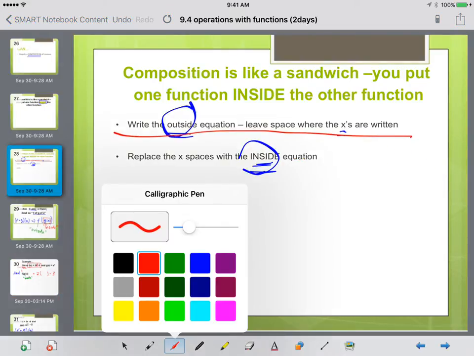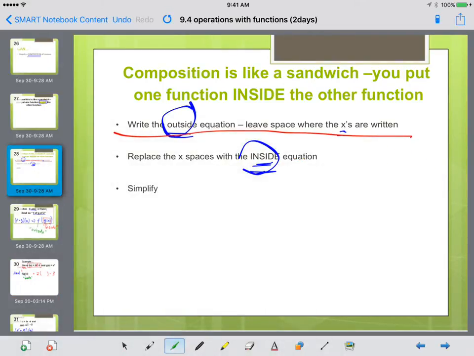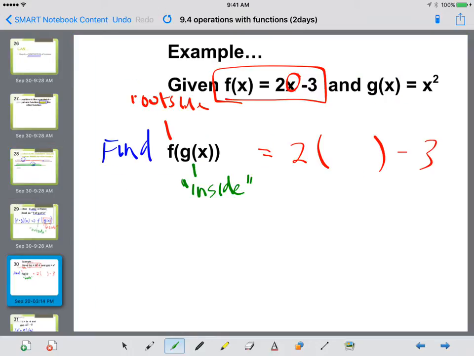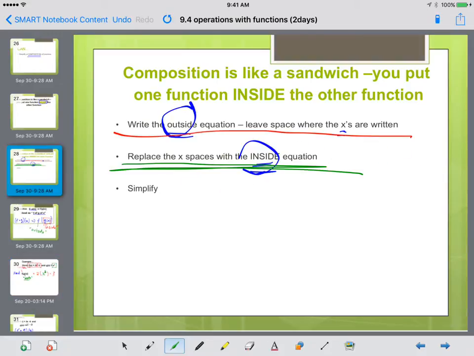My next step is to replace the x spaces with the inside equation. So I'm going to replace my space with the inside equation, which we established was g of x. That's just x squared. And my last step is just to simplify.